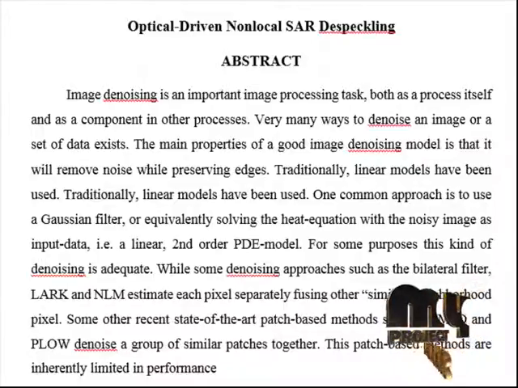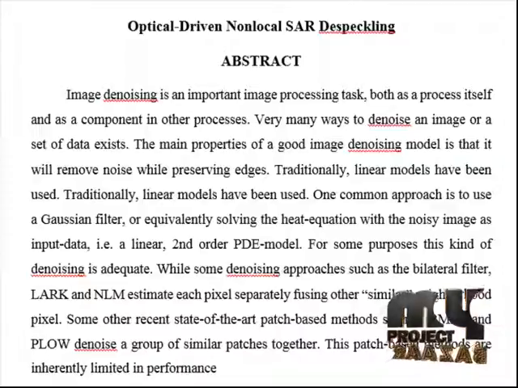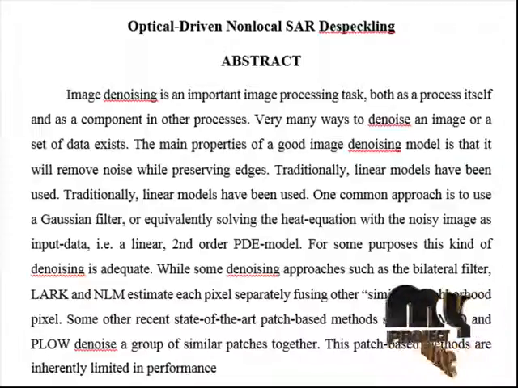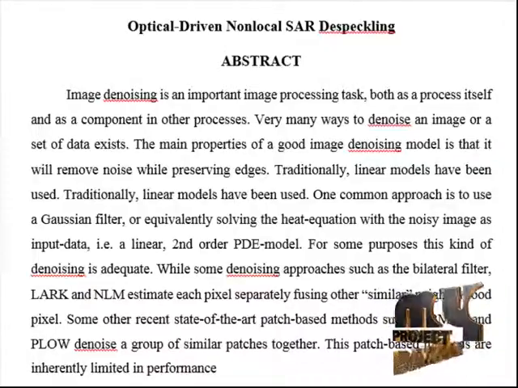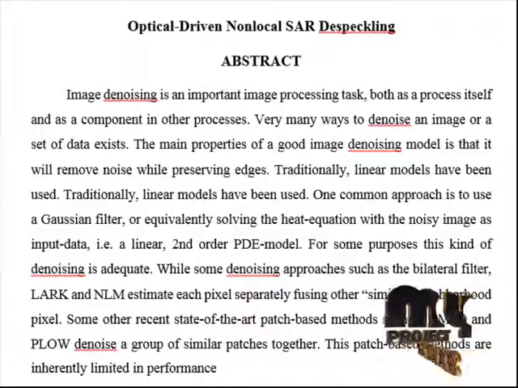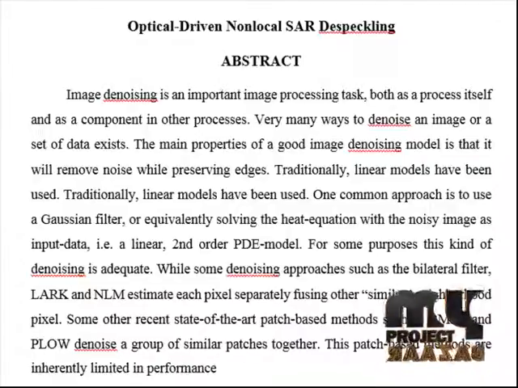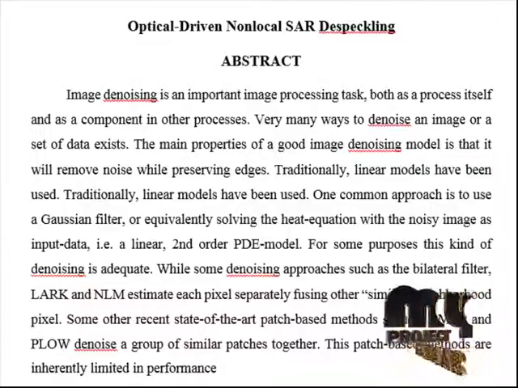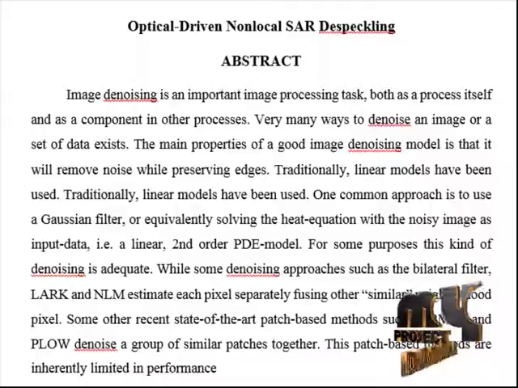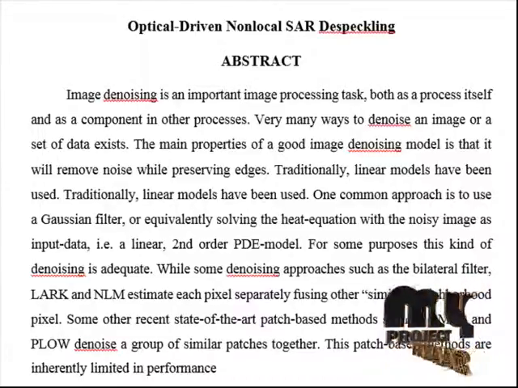For some purposes, this kind of denoising is adequate, while some denoising approaches such as bilateral filter, LOG and NLM estimate each pixel separately, fusing other similar neighborhood pixels. Some other recent state-of-the-art patch-based methods such as BM3D and PLOW denoise a group of similar patches together. These patch-based methods are inherently limited in performance.